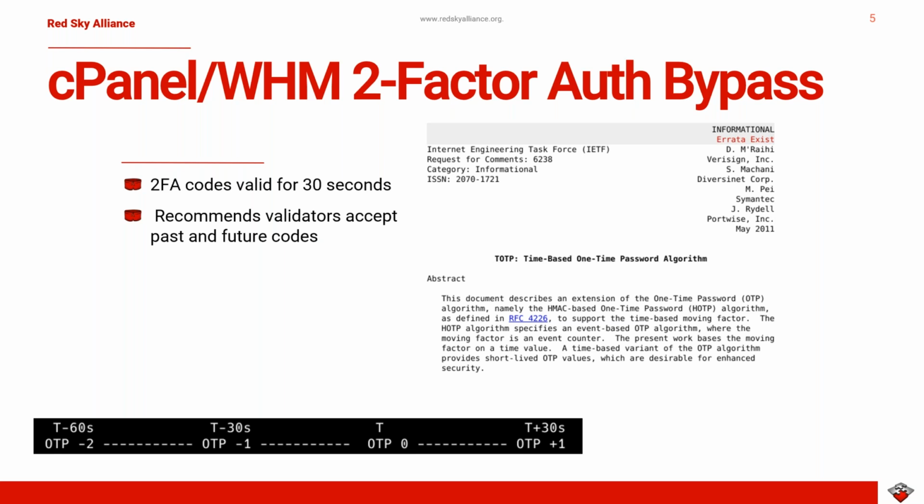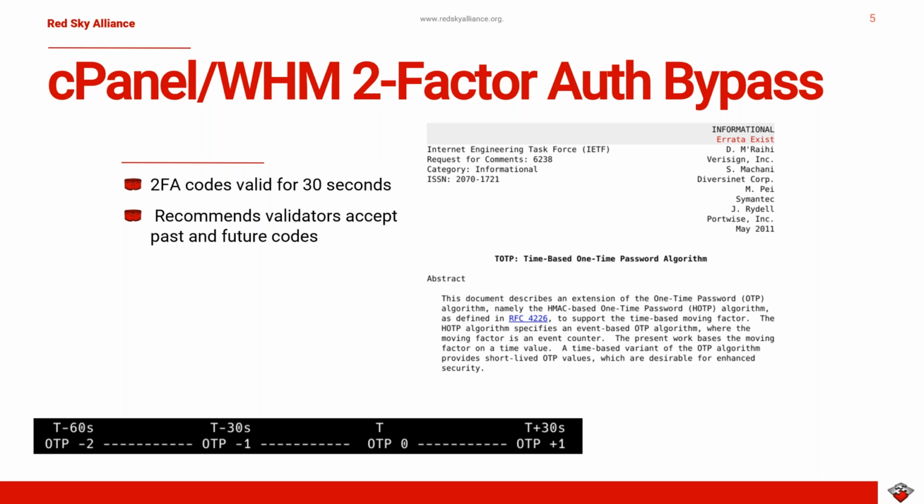The RFC document that describes how the TOTP algorithm works recommends that every one-time password that's generated be valid for at least 30 seconds. And this provides enough time for the user to interact with the smartphone app, read the one-time password, and type it into the login screen before the code changes again.